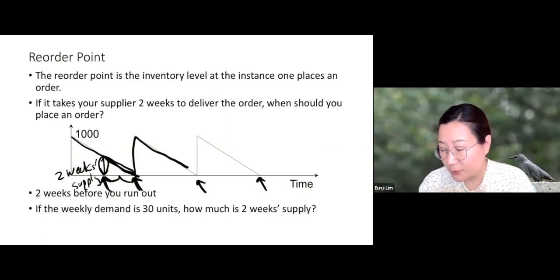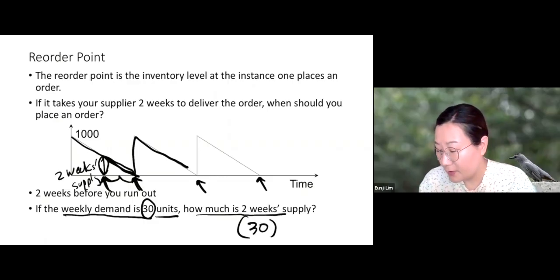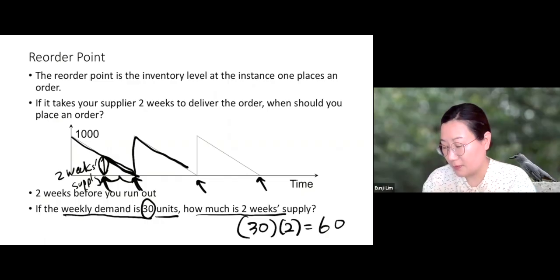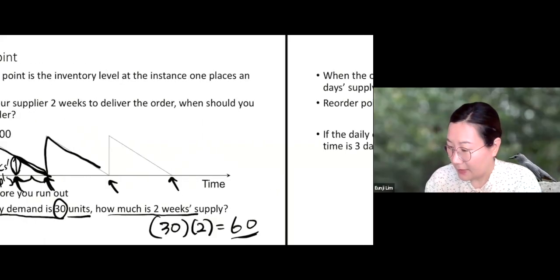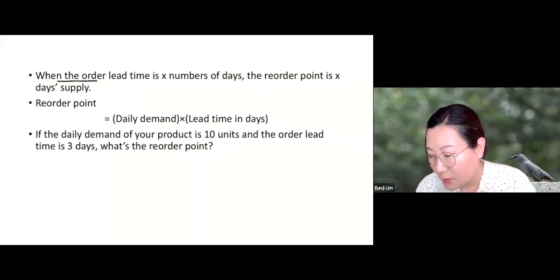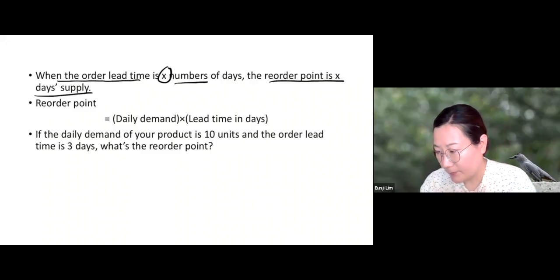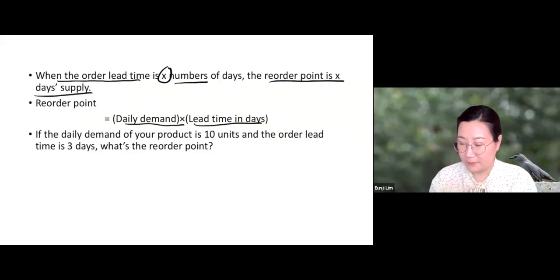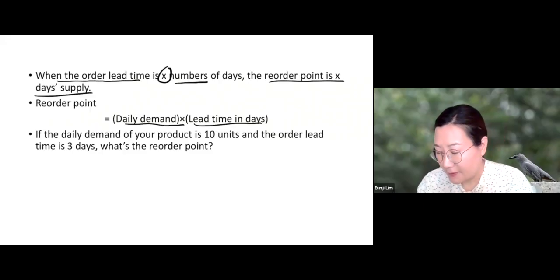So how can you find 2 weeks supply? If the weekly demand is 30 units, how much is 2 weeks supply? 30 units times 2, 60 units. That's the reorder point. Now, can you find the formula for the reorder point? Yes, if the order lead time is X number of days, then the reorder point is X days supply, right? So the reorder point is the daily demand times the lead time in the number of days. Let's try this example.